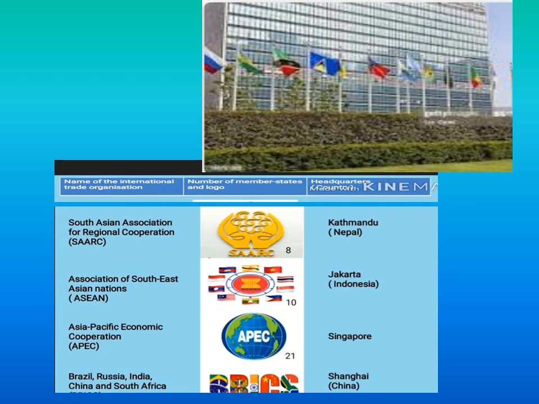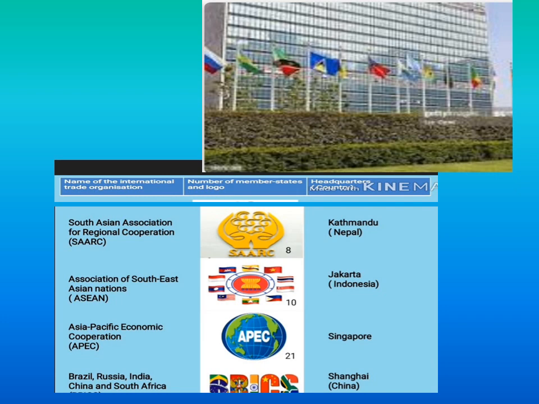So we'll see the next organization, that is the South Asian Association for Regional Cooperation, commonly known as SAARC. Number of member states is 8. You can see the logo over there, and the headquarters is at Kathmandu, Nepal. And what is the function of this SAARC? Finding satisfactory solutions to the common problems faced by countries in South Asia, increasing social welfare, raising the living standard, and increasing regional cooperation among member states to remove unrest in South Asia.